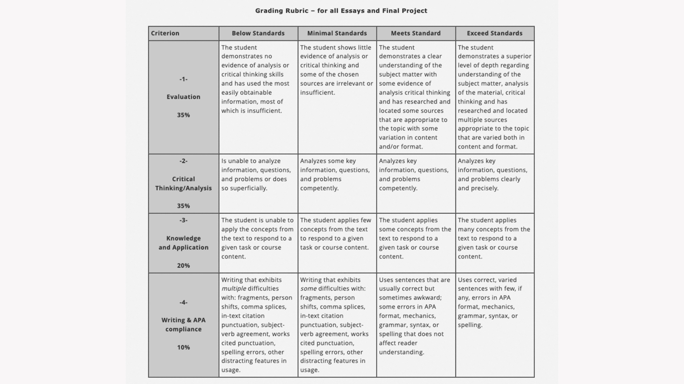This is an example of a general rubric that's used in an accounting class. This type of rubric is used in a number of Rio courses. On the left side of the rubric, we see the criteria that are going to be used to grade this particular assignment. 35% of the grade is going to be based on how well you evaluate the topic. 35% is based on how well you demonstrate critical thinking and analysis of the topic. 20% is based on how well you demonstrate your knowledge and application of it within the assignment. And 10% of the grade will be based off of how well you write and use your APA citation format.